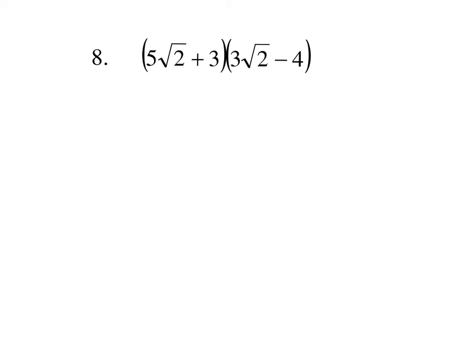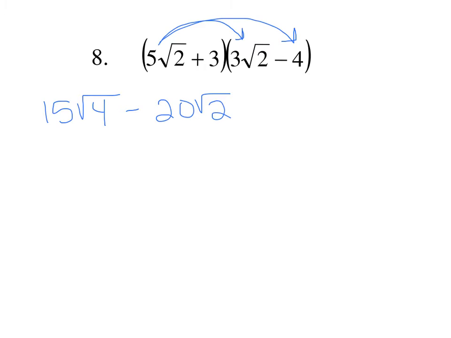Let's do the same process on number 8. This term times this term, first the coefficients on the outside, then the radicands. This term times this term, first the coefficients, then the radicals. This term times this term, coefficients, radicands, and these two terms.